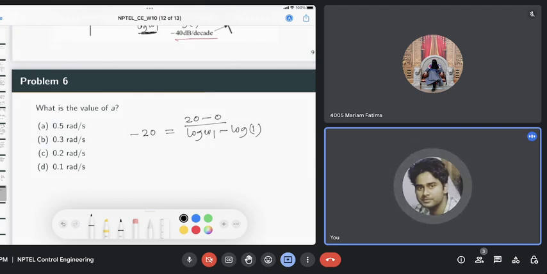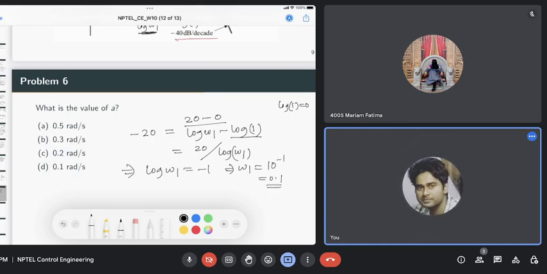So then we just simplify this. It is equal to 20 by log of omega 1 minus log of 1, and log of 1 is 0, so this is just log of omega 1 equal to minus 1. So omega 1 corresponds to what? 10 to the power minus 1, which is equal to 0.1. Okay, so this is omega 1, and that will also correspond to the a value.